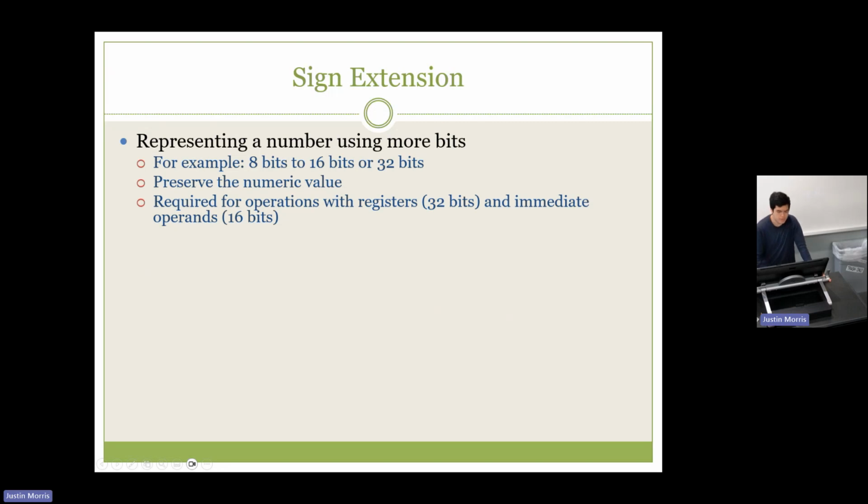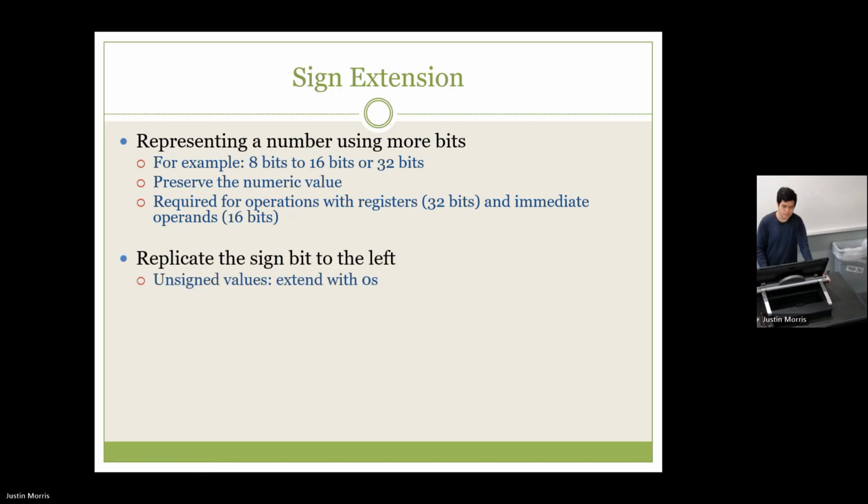So our example here is extending 8 bits to 16 bits or 32 bits. We want to preserve the numerical value. This is required for operations with registers that are 32 bits, and some of our instructions use immediates, which are 16 bits. So we need to be able to match the 16 bits with 32 bits.